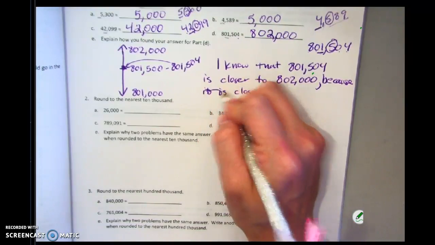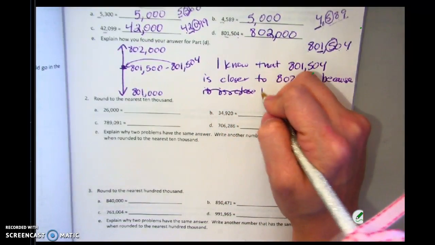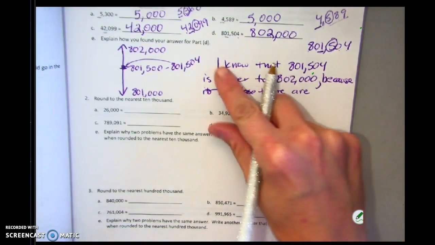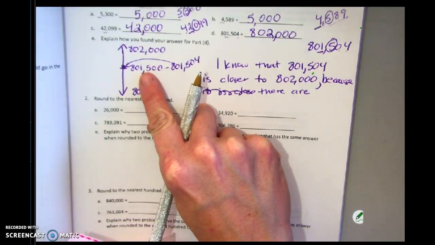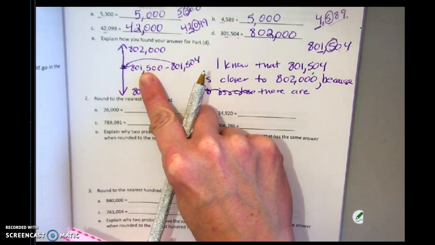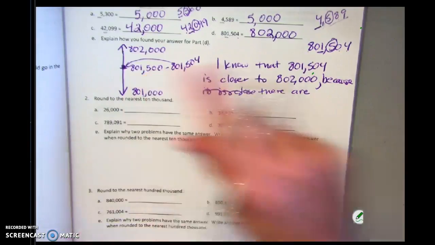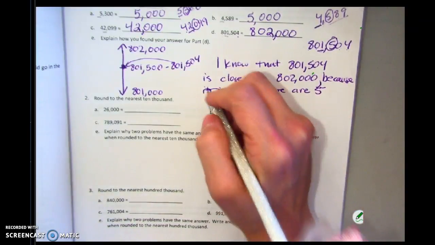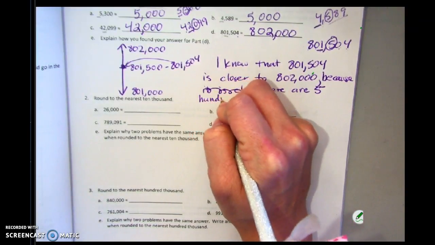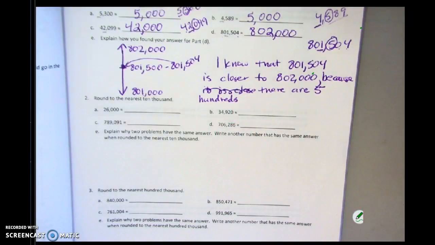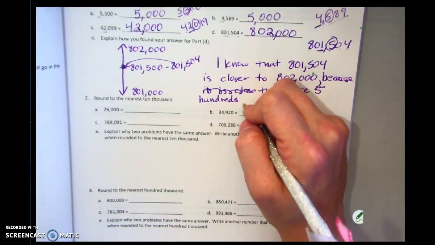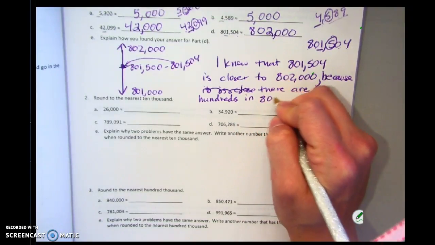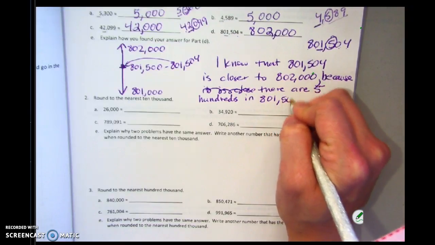Because there are, what's the rule? 5 or more, let it soar. 4 or less, let it rest. There are 5, write that number, 5 hundredths. And 801,504.